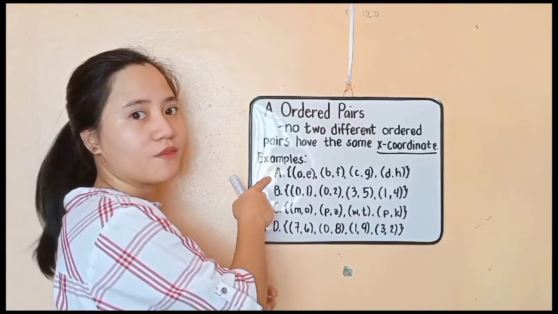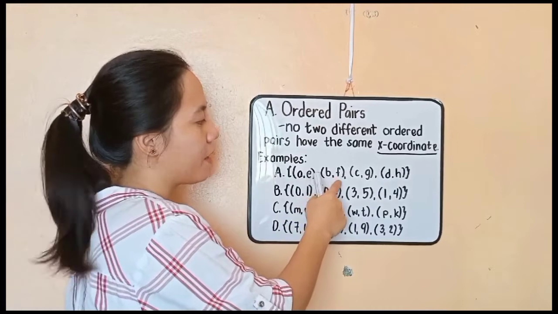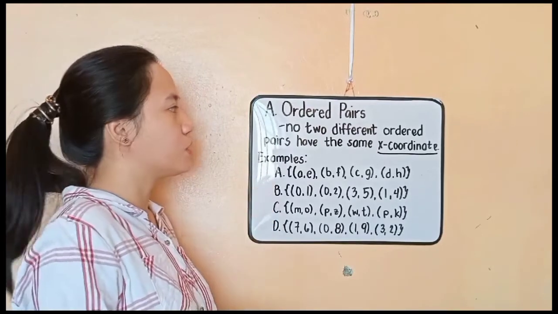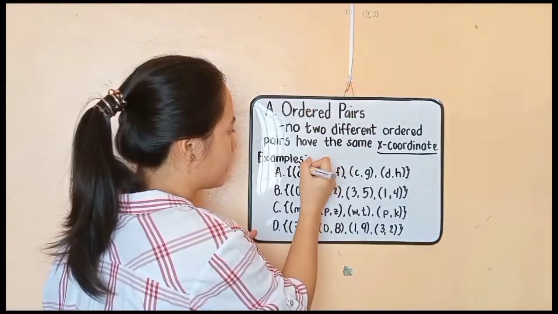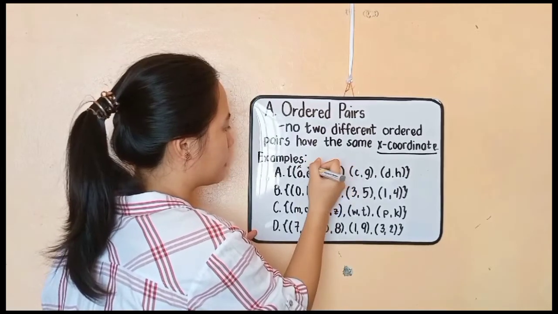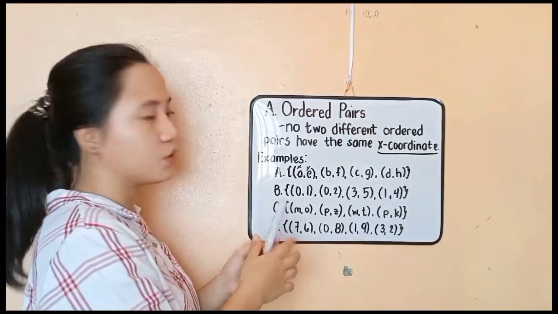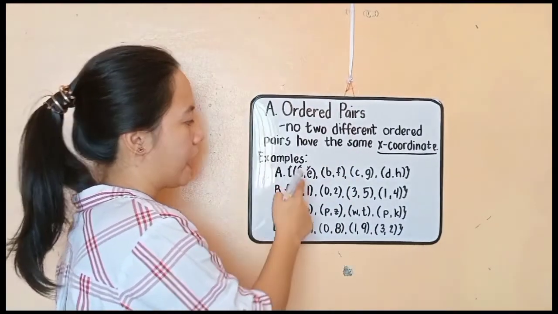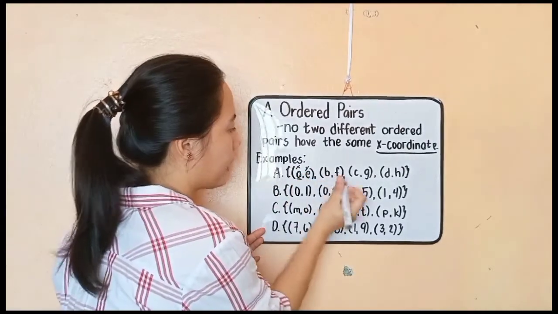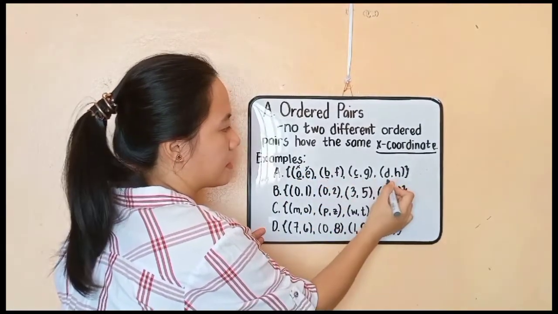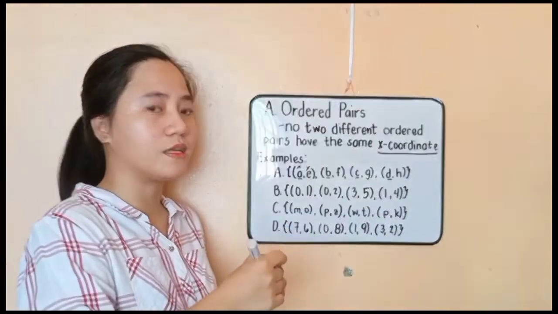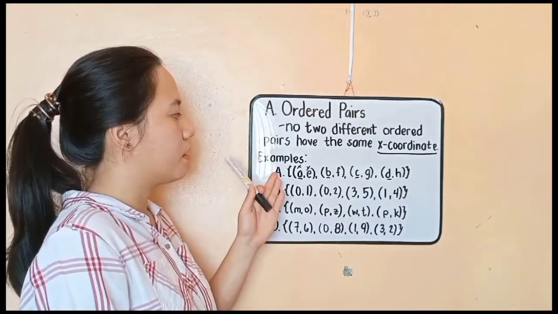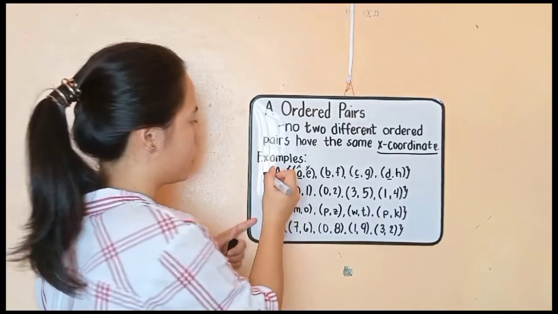In relation A, we have ordered pairs AE, BF, CG, and DH. So how can we say that this is a function or not? Take a look at the x coordinate. This is x, and then this is y. So there should be no same x coordinate. Our x coordinates in relation A are A, B, C, and D. And we can see that we don't have the same x coordinate, so we can conclude that relation A is a function.